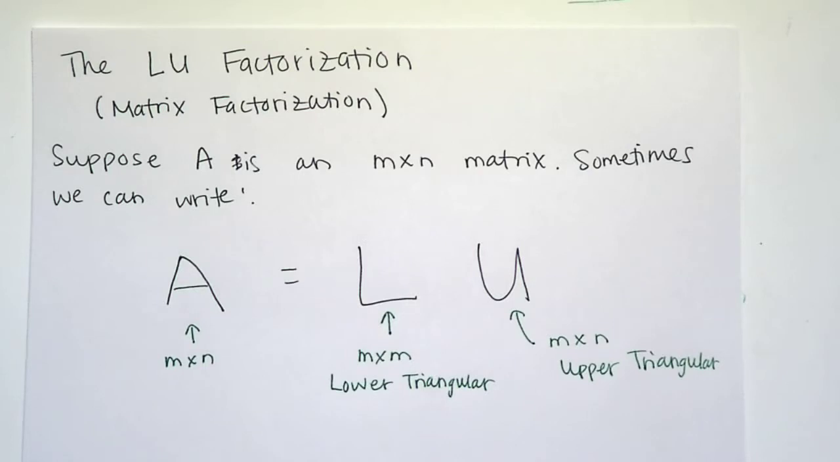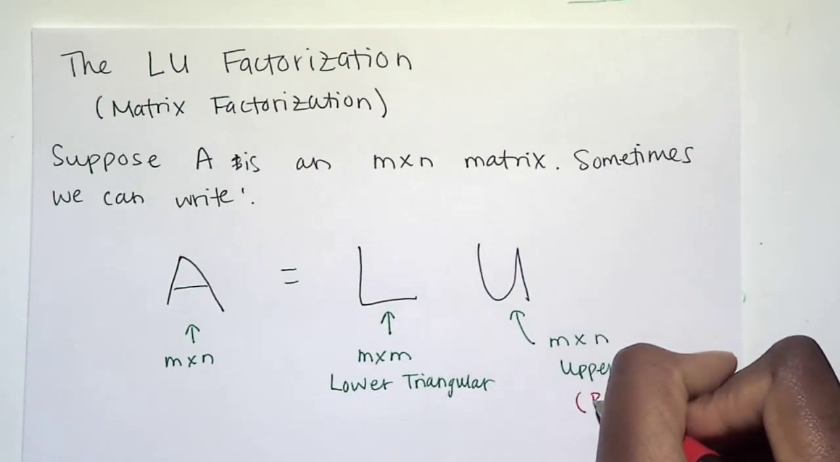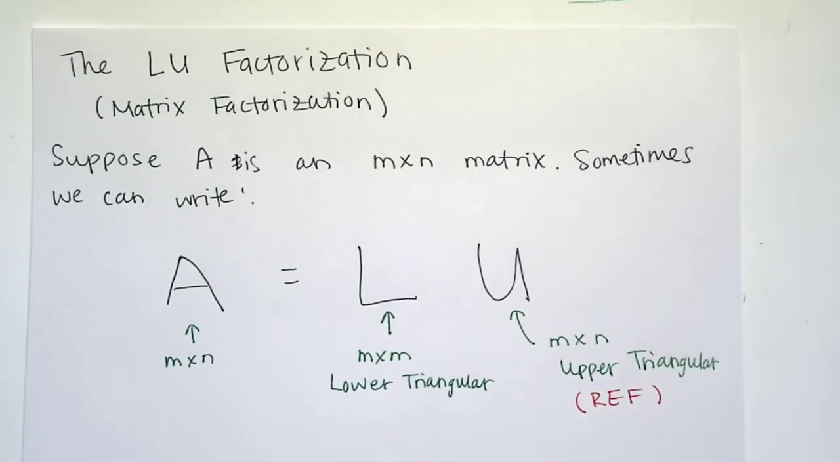Let's look at some examples and we'll talk about what upper and lower triangular means. We've seen these before, especially upper triangular. This is the same thing as REF. So we've got the zeros on the bottom, so all the stuff is on the top. Lower triangular, the zeros are on the top and all the stuff is on the bottom.